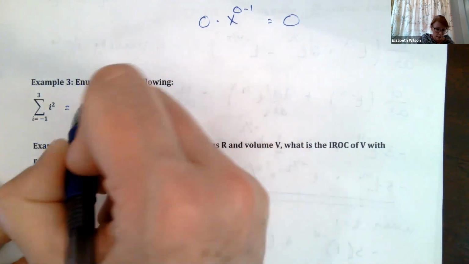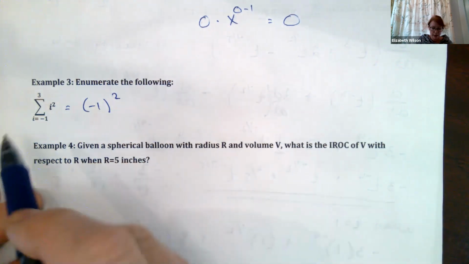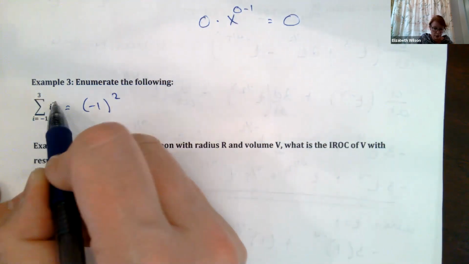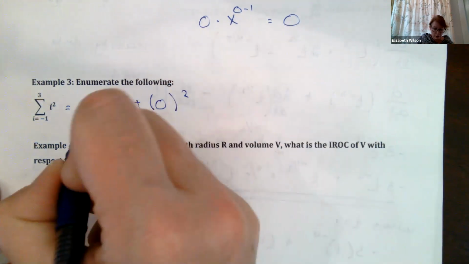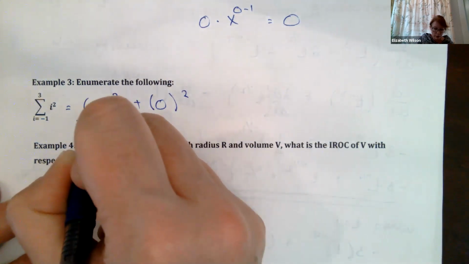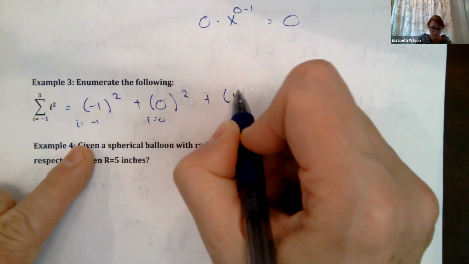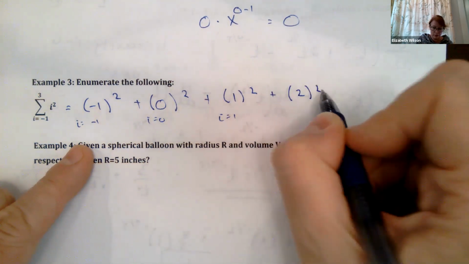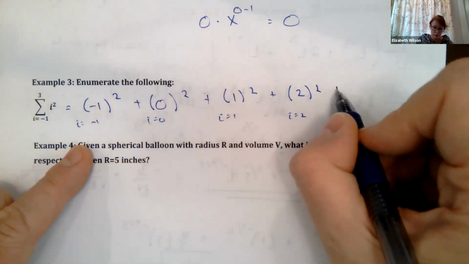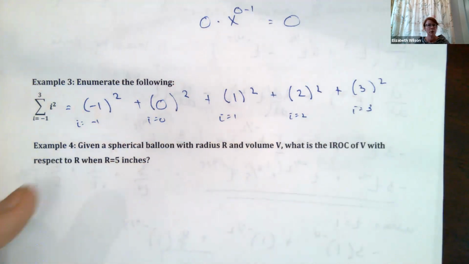So this is going to look like -1 squared. So this gives me the formula, right? I take my i and I plug it into here. So -1 squared plus my next term up in the loop, 0 squared. This is i equals -1, i equals 0, plus the next one up, 1 squared, so i equals 1, plus 2 squared, so i equals 2, plus 3 squared, i equals 3. So we're plugging it into our formula.